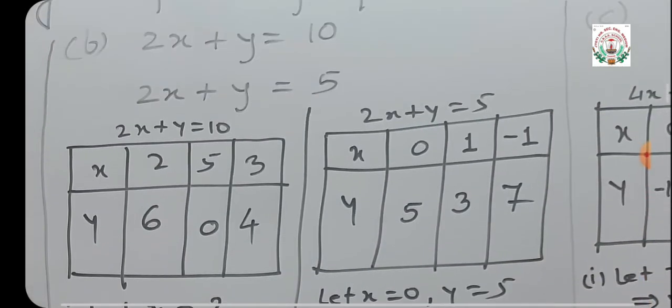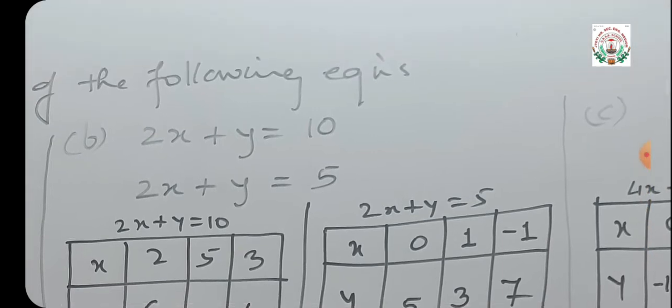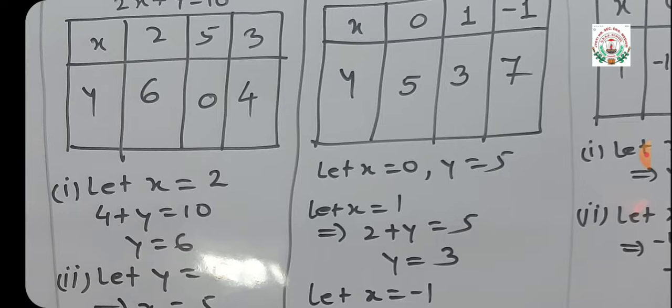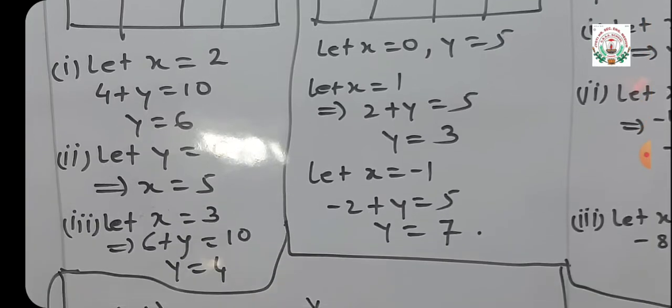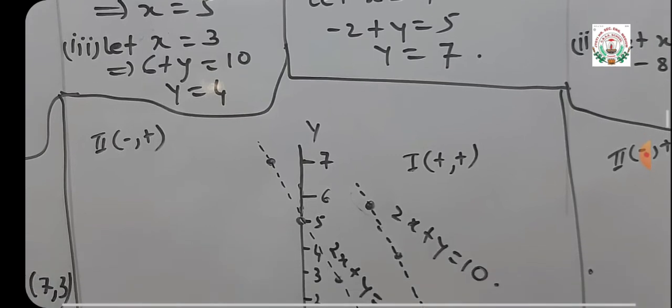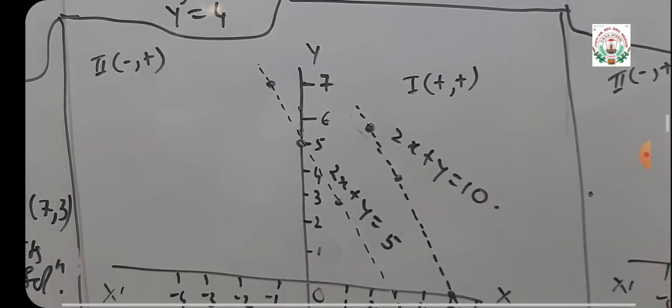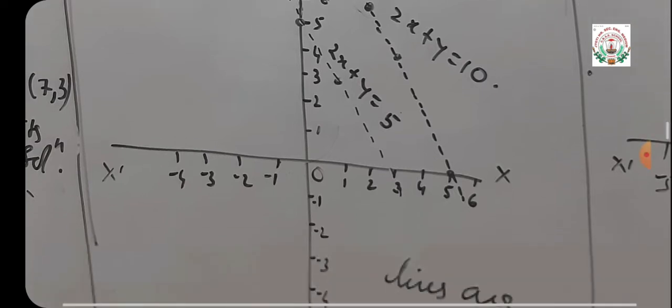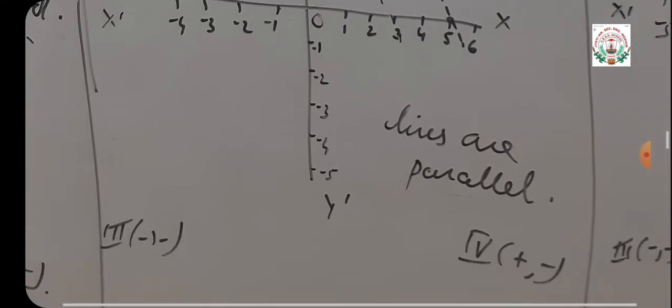As we see here, 2 by 2 is 1, 1 by 1 is 1, and 10 by 5 is 2. So here a1 by a2 is equal to b1 by b2 and not equal to c1 by c2. So for this condition, a1 by a2 equal to b1 by b2 not equal to c1 by c2, there will be no solution and the two graph lines will be parallel to each other. That means they will never intersect, however far they are extended in the forward or the backward direction. So that is the second one.